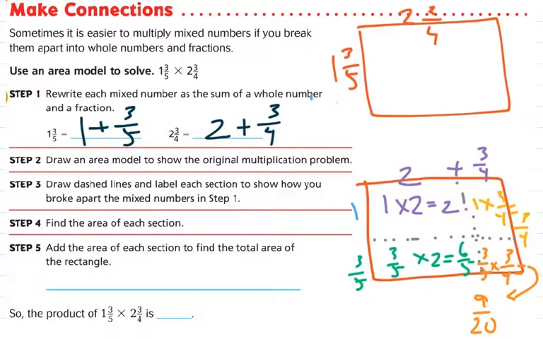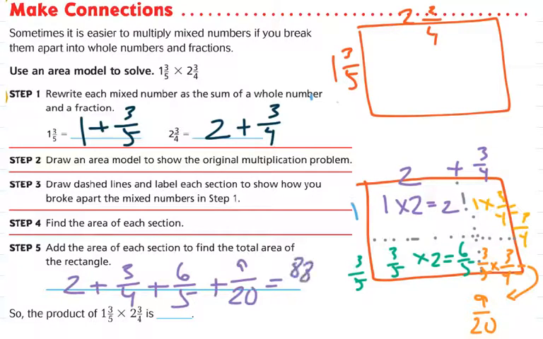Again, we have this section here, boys and girls, which is 3/4. This section, which is 1. 1 times 3/4 is 3/4. And lastly, we have this section here, which is 3/5. This section here, which is 3/4. 3/5 times 3/4 equals 9/20. So now, because we decomposed the picture into 1, 2, 3, 4 components, we're going to put them back together. So we're going to add together 2 plus 3/4 plus 6/5 plus 9/20, which is going to give us 88/20, or 4 2/5. So our answer in the simplest form would be 4 2/5.